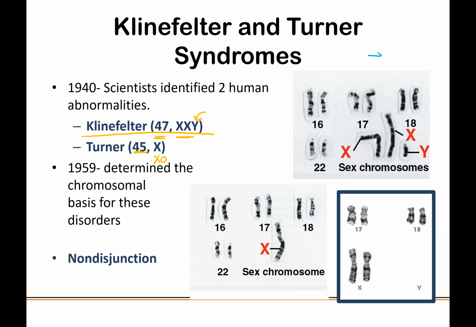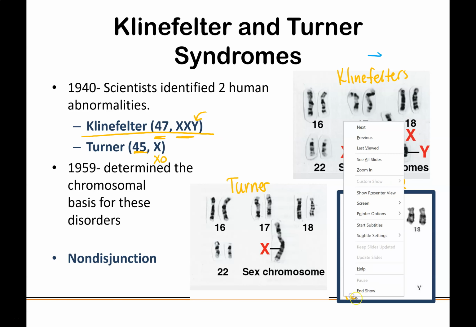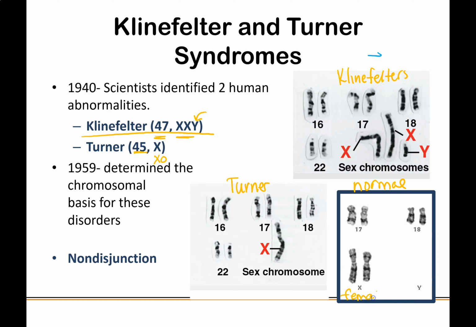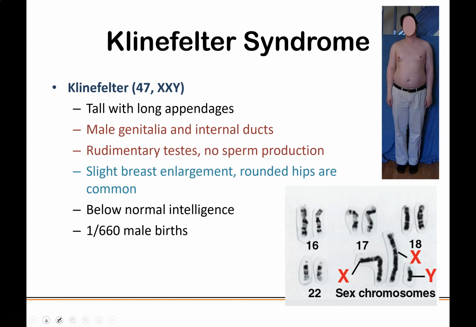So we've got the karyotypes here. Here's our XXY. This is our Klinefelters. And then our single X, which is Turner. And then down here on the side, we have normal chromosomes, normal female. Here we have 2 X chromosomes. Now again, both of these are going to be due to non-disjunction. So let's look at Klinefelter syndrome a little bit.